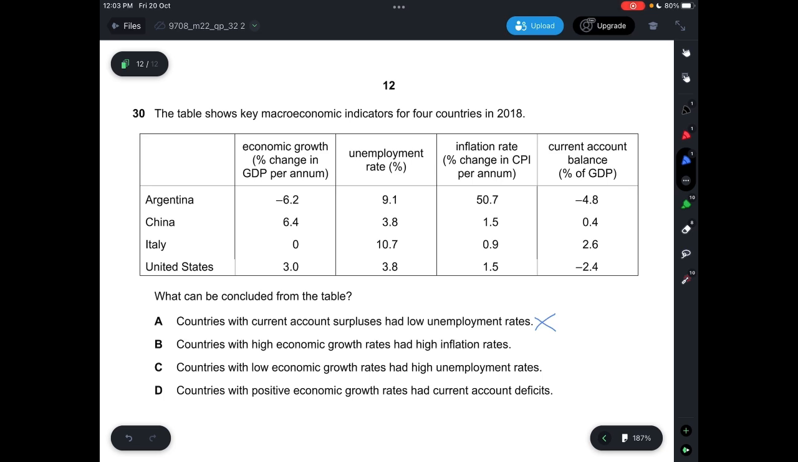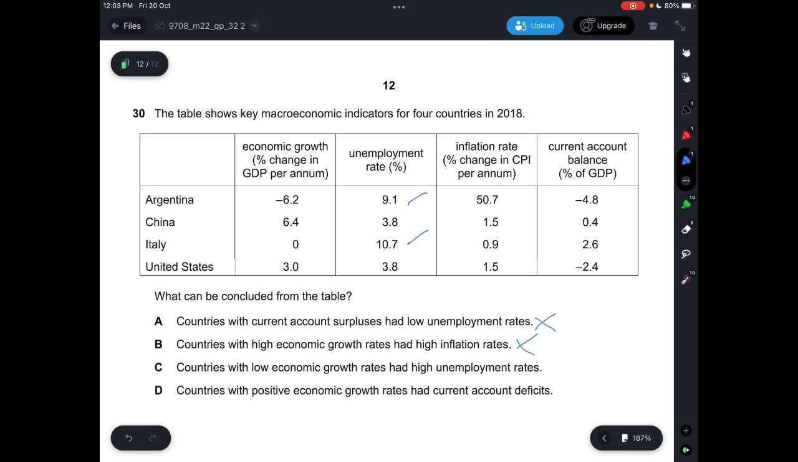B, it says countries with high economic growth rates had high inflation rates. Okay, so if you look at China and the United States, which have percentage changes of 6.4 and 3.0, the inflation rate is 1.5, but Argentina is 50.7, so B is incorrect. C, countries with low economic growth rates had high unemployment rates. If you look at countries with low economic growth rates, that would be Argentina. The unemployment rate is 9.1, so it's relatively high. Same goes for Italy, because the economic growth is 0 and the unemployment rate is 10.7.